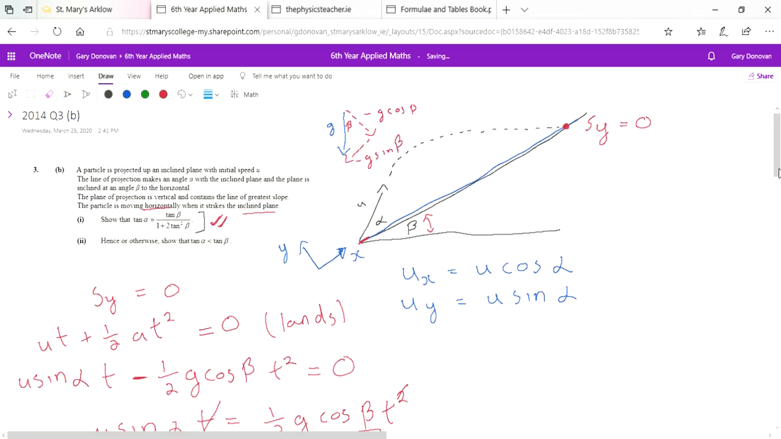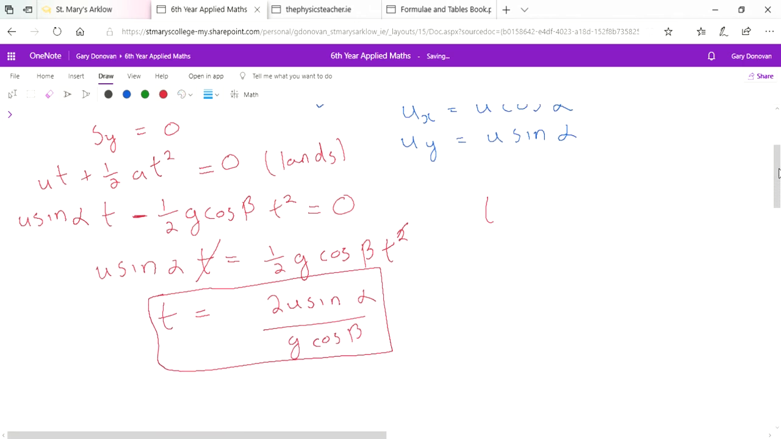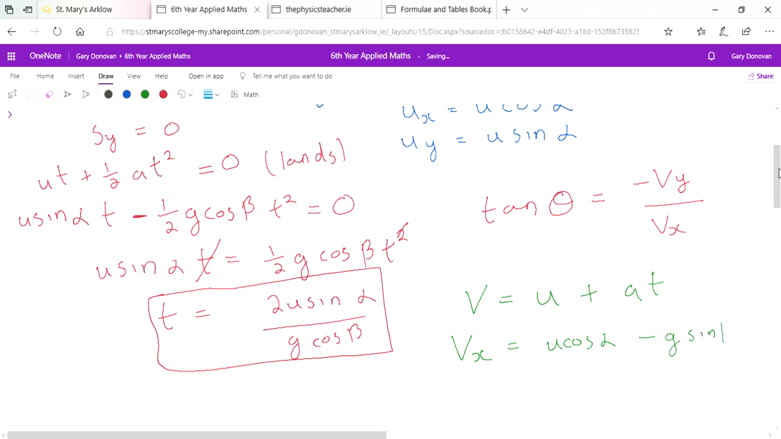So when it strikes the plane, it forms an angle with the plane. And our equation for that angle is, well, the tan of that angle equals minus the velocity in the y direction all over the velocity in the x direction. Now, rather than putting in your big equation for Vy and Vx here, what I suggest you do first is you find a simplified version of what Vx and Vy are. So we know that V equals u plus at. So Vx will be our u in the x direction, which is u cos alpha, minus g in the x direction, which is g sine beta times t.